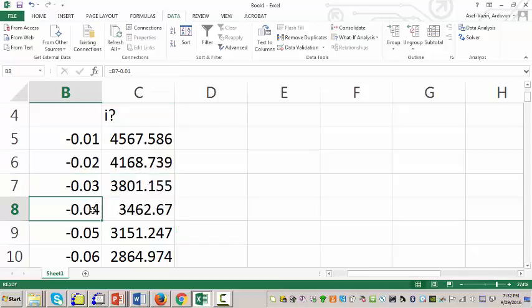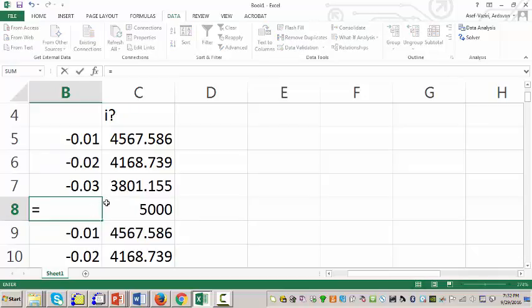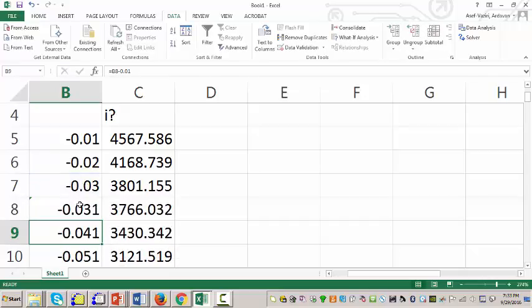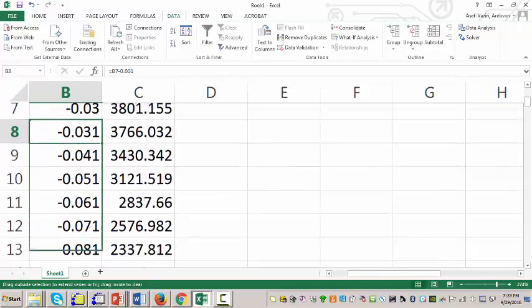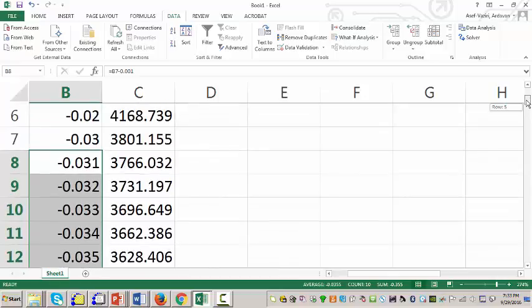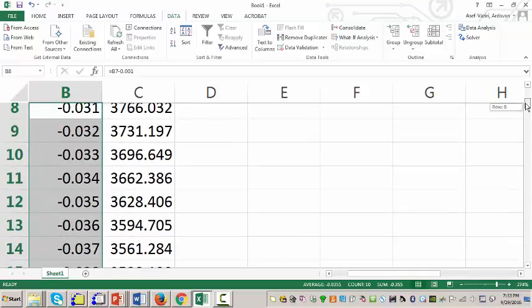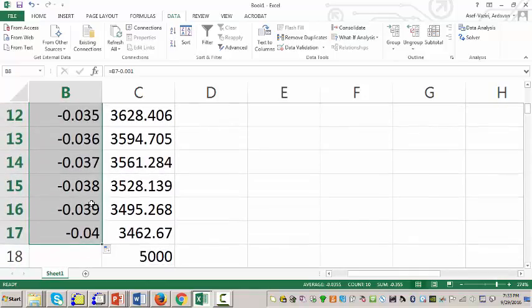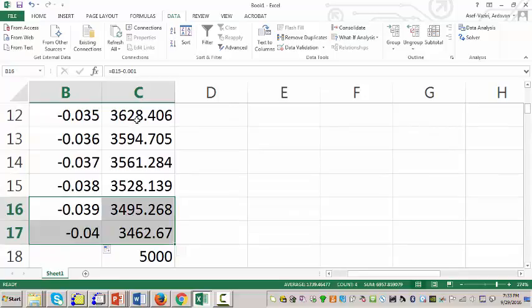So I come here. Instead of going down 0.01 by 0.01, I say it is equal to this minus 0.0. Instead of 0.01, I say 0.001. Enter, and then I copy it down. Then I go from 3.1 to 4, which is here. So now I have all the interest rates from negative 3.1% to negative 4%.